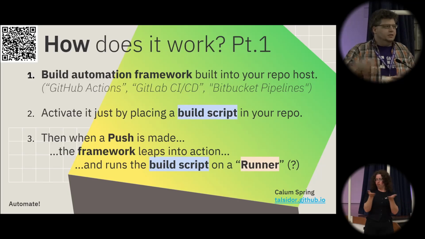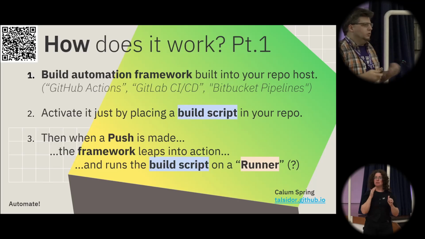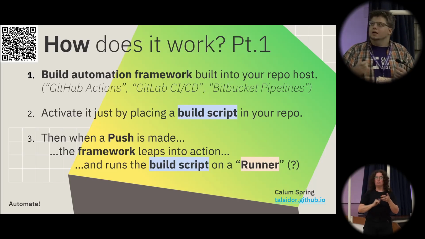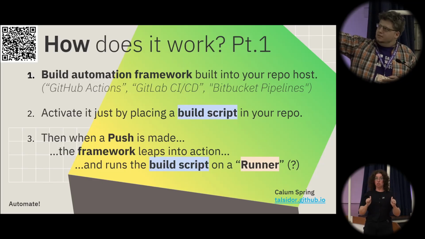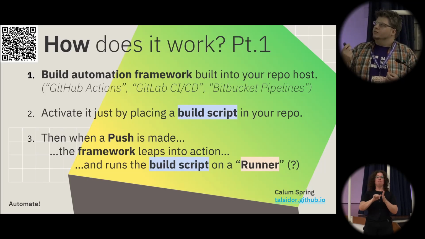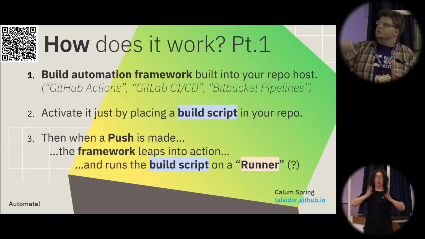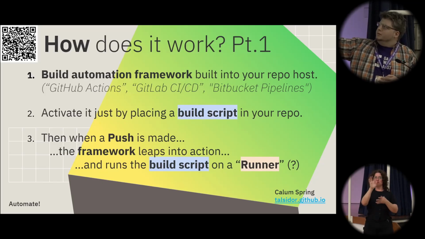And the way you activate it when you're on one of these hosts, like GitHub, where your project is already on GitHub, you just have to place a build script, or a workflow file, I think GitHub will usually refer to it as, in your repo. And then once you've done that, this third step is what will now happen in your repo. Each time you make a push to your version control, that build automation framework from the first step will leap into action thanks to the build script, and it will run the build script on a runner.